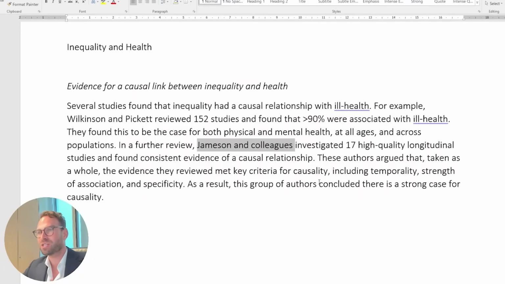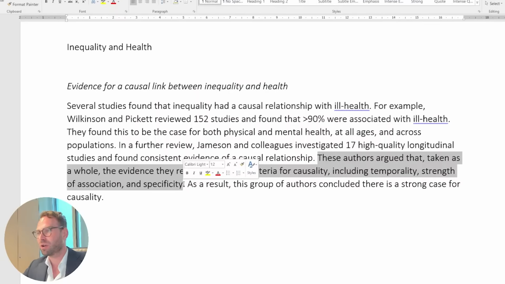Third component of PEER, explain. Why did they conclude that there was a causal relationship here? And you want to have an explanation that goes along and accompanies this example. In this case, I point out, reviewing these studies, that these authors argued that the evidence met common criteria for causality, such as temporality, strength of association, specificity. It's just an example. This is going to vary depending on your field.